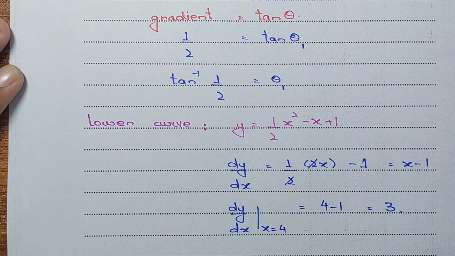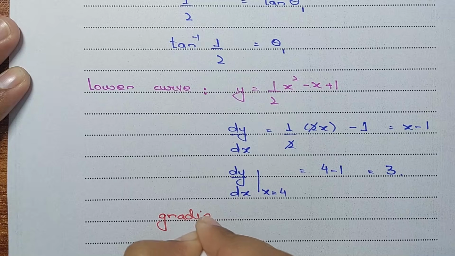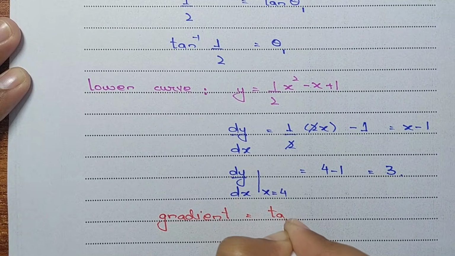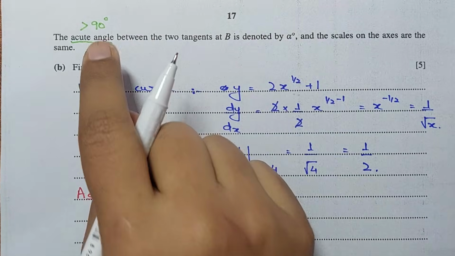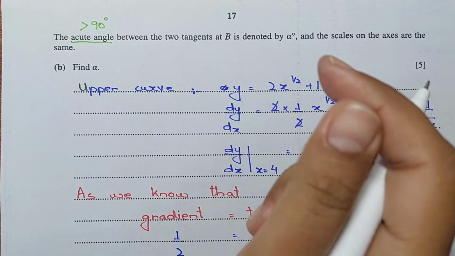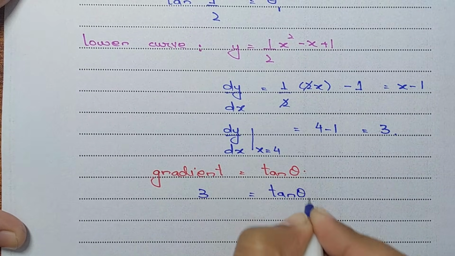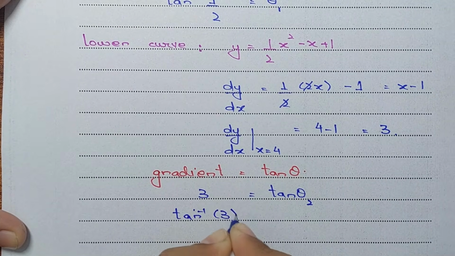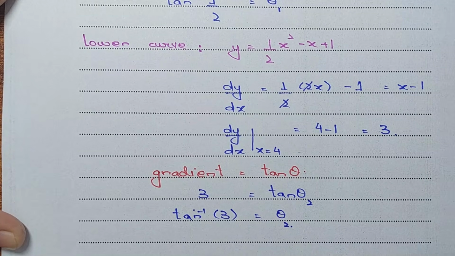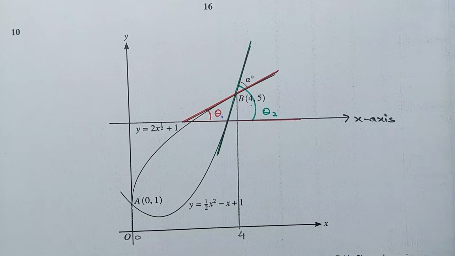Now using the same concept that the gradient of a curve is basically equal to tangent theta, because we have to find out the angle, right? That is why we are using the information that the gradient is basically tangent theta. The gradient of this curve is 3, which is tangent theta, name it theta 2. So tangent inverse of 3, this is your theta 2. So we have the value of theta 1 and theta 2, right? Now we need to figure out the value for alpha.